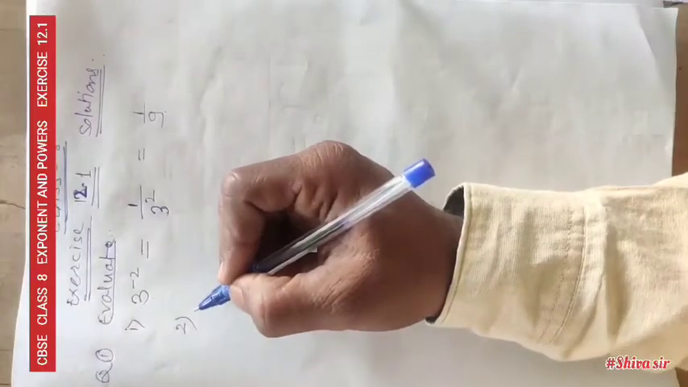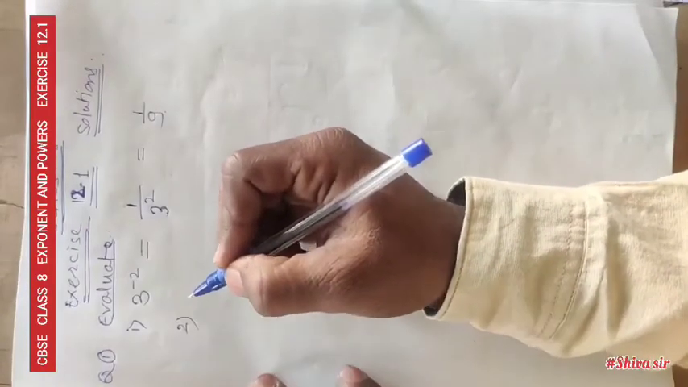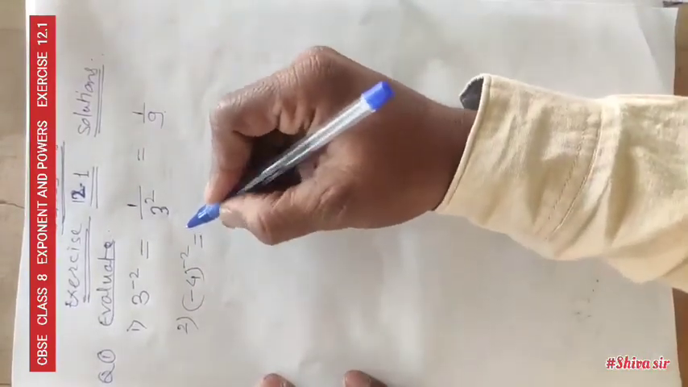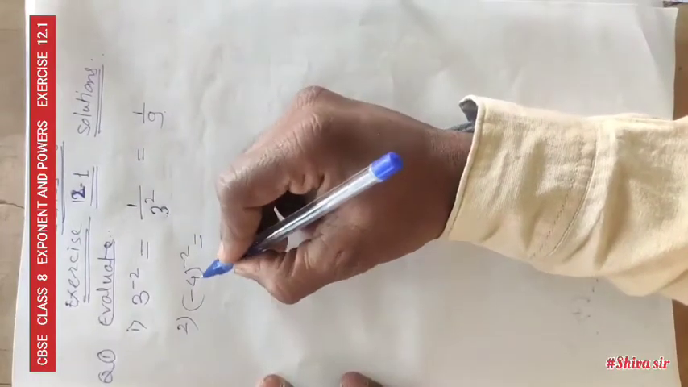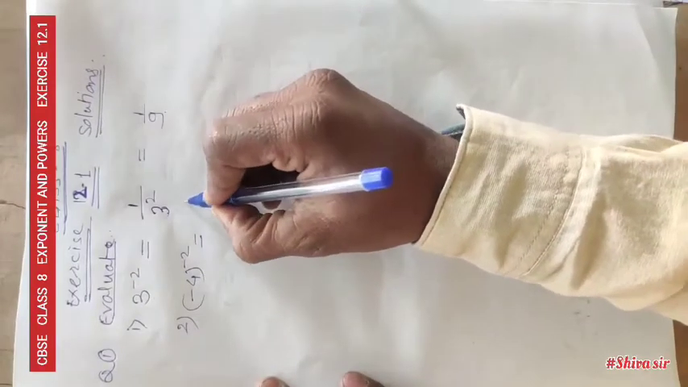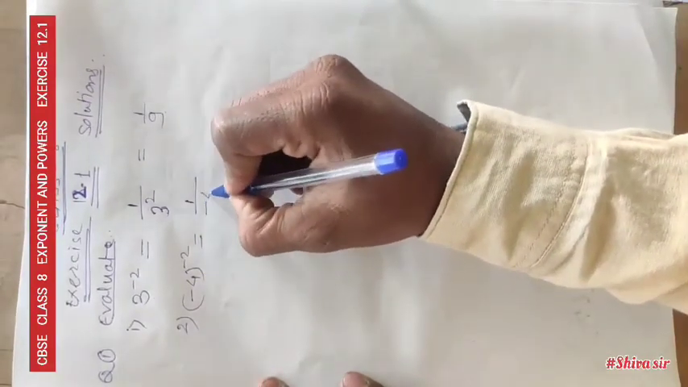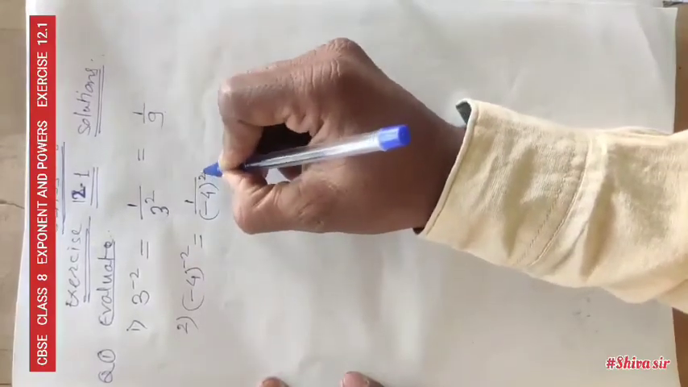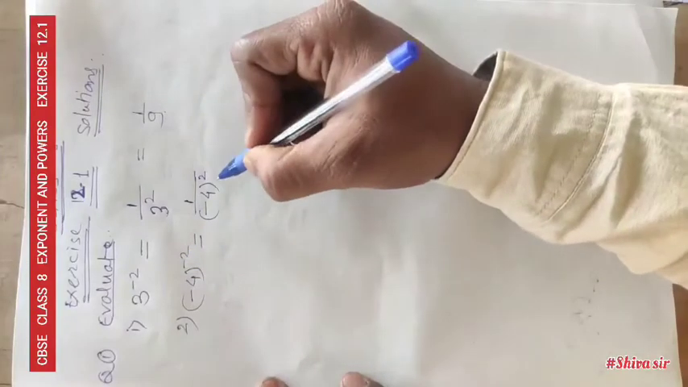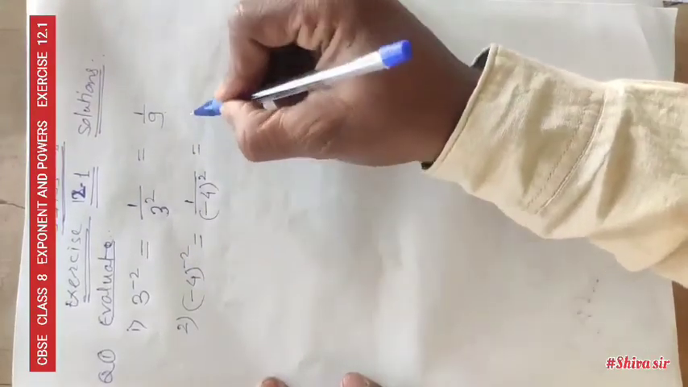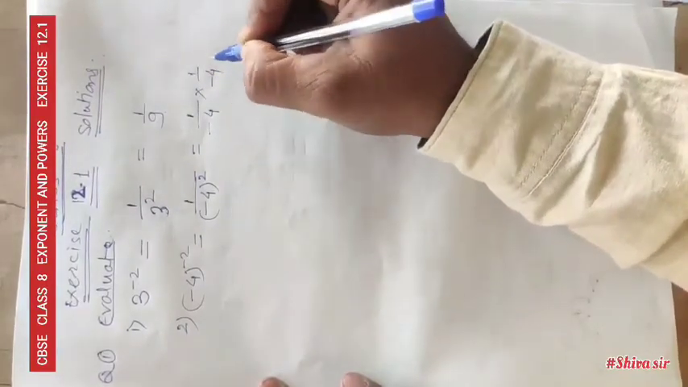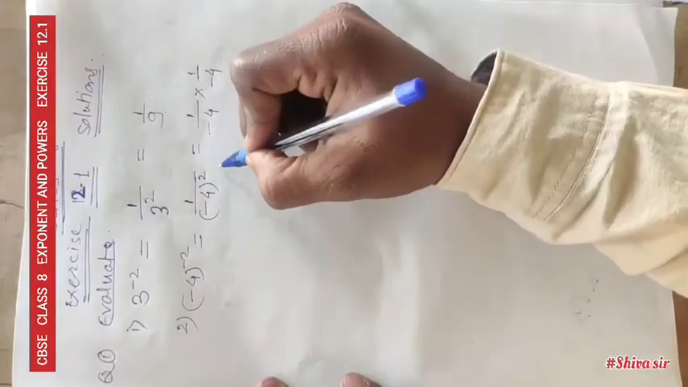The second example is minus 4 raised to the power minus 2. Similarly to the first example, here minus 2 is the exponent and the base is minus 4. Again we use the multiplicative inverse, that is 1 upon minus 4 square. By writing it this way, the negative exponent is converted into a positive exponent, and the answer is 1 upon minus 4 into 1 upon minus 4, that means minus 4 square.